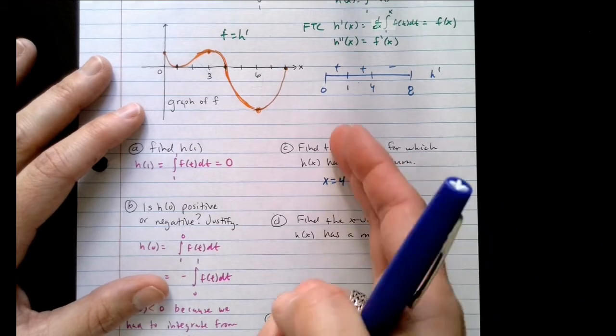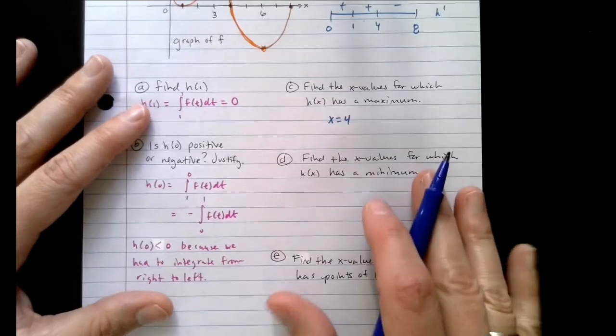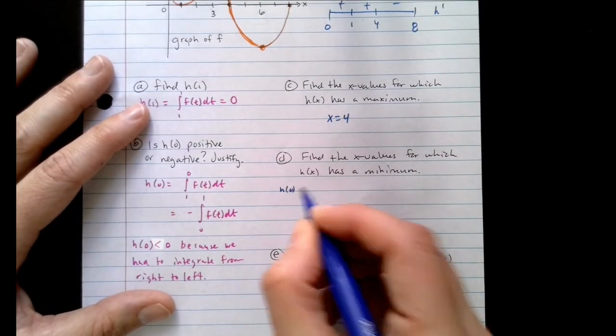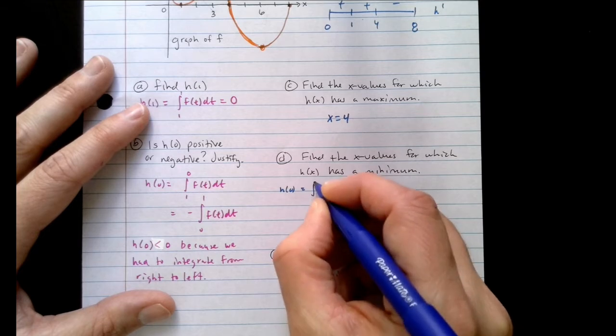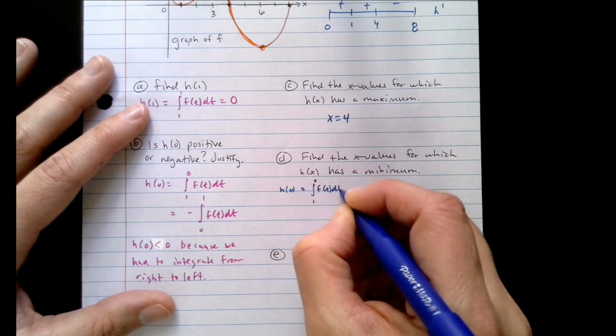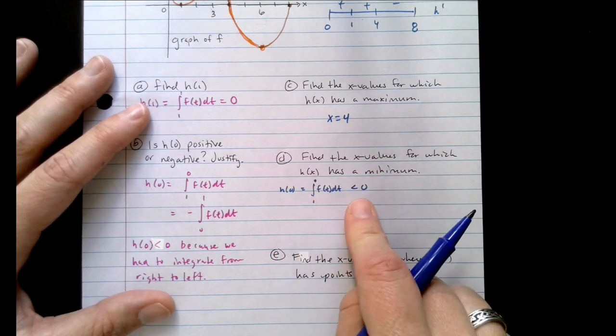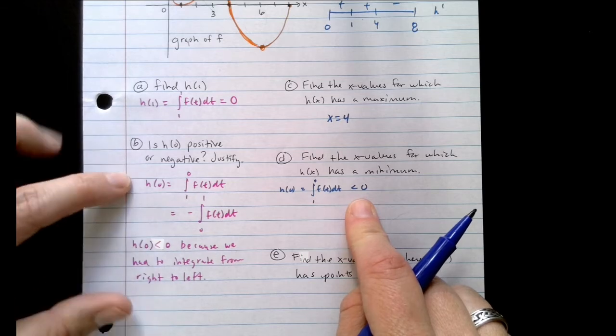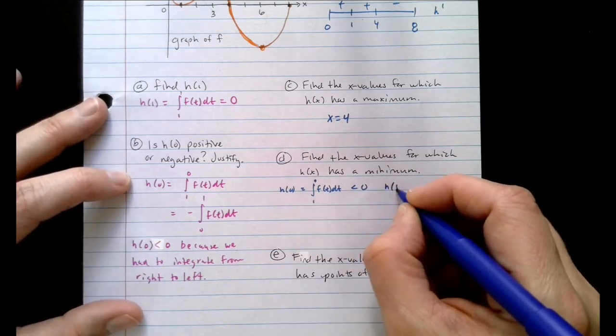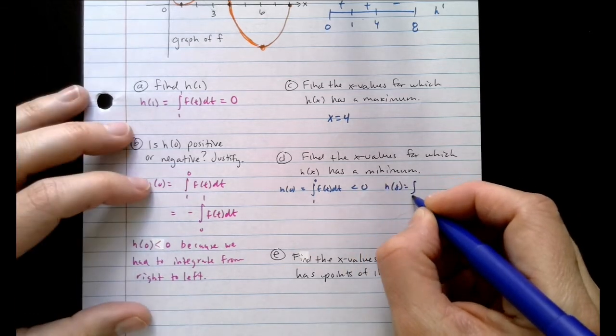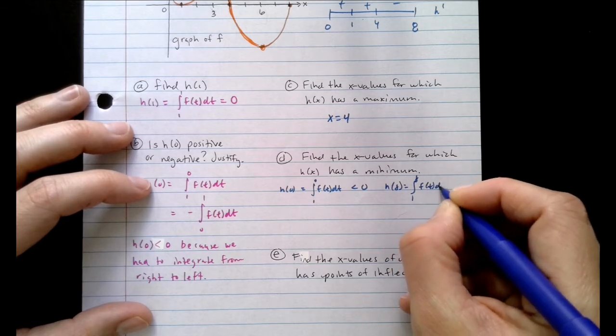So what we have to figure out is what is h evaluated there. So if I evaluate h at 0, I get the integral from 1 to 0 of f of t dt. Now, we already know that's a negative number, right? Because of what we figured out here. Well, what's h of 8? So that's the integral from 1 to 8 of f of t dt.